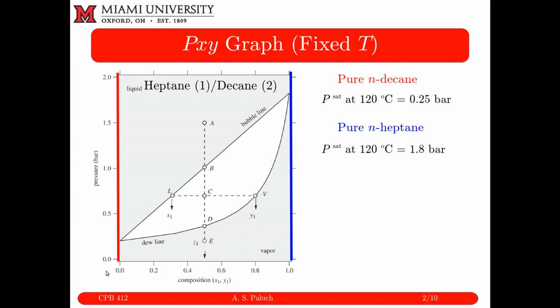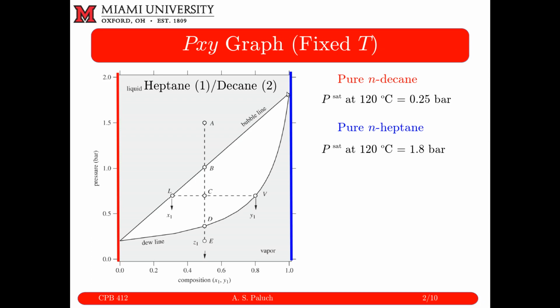So where my phase envelope hits this left axis, that's the bubble point or boiling point of pure decane. So again, now temperature is fixed, so we're thinking about pressure. So that would correspond to, say, P_sat, my pure component saturation pressure. Then same thing here on the right-hand side. This would correspond to the pure component saturation pressure of component 1.